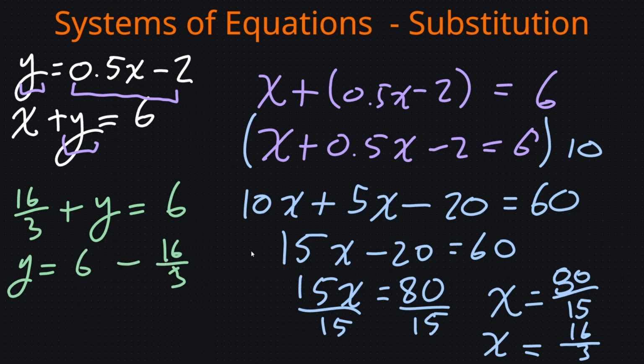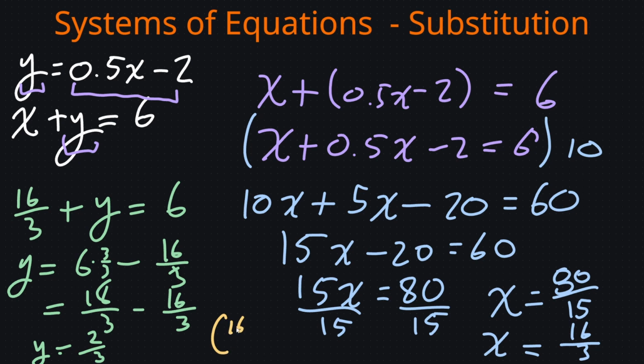Again, if you like decimals, throw it in the calculator. I'm going to convert it to a fraction for the 6, make it a 3 over 3. That's going to give me 18 over 3 minus 16 over 3, which means my y value is equal to 2 over 3. And so my full and final answer is going to be the coordinate point, 16 over 3 for the x and 2 over 3 for the y. And then I'm done with this problem.